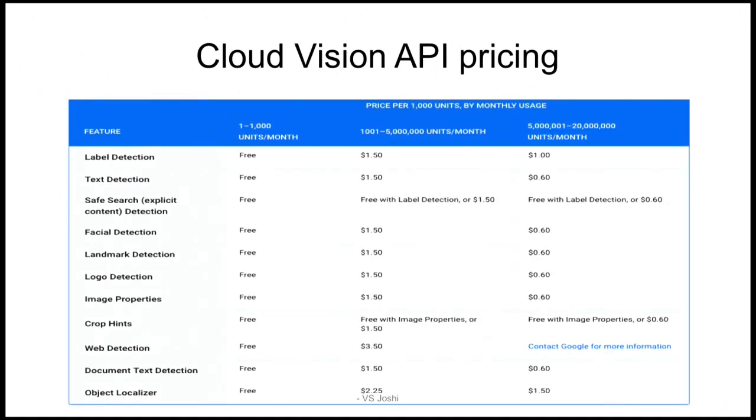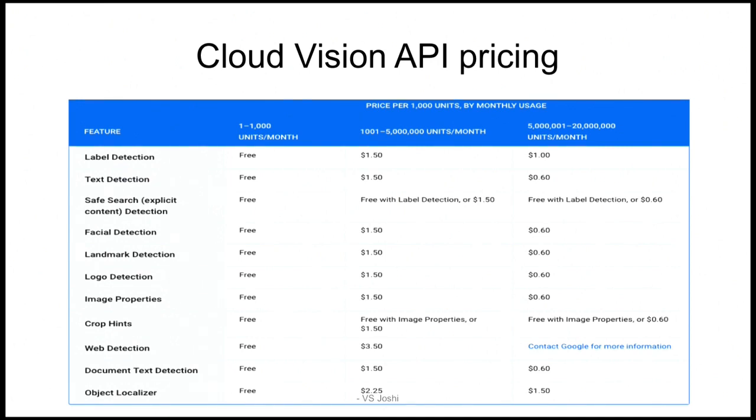And this is the way the servicing works: 1 to 1,000 units per month, it is free. So let's say you have an application and you take 1,000 pictures of the pets, and it keeps on giving you the right answer. For the first 1,000 images, it is completely free. After that, they charge $1.50 for up to 5,000 images. And then afterward, it is like $1 after that, from 5,000 to 20 million, I guess. Oh, sorry, 5 million, sorry, okay. So 5 million units per month, okay?